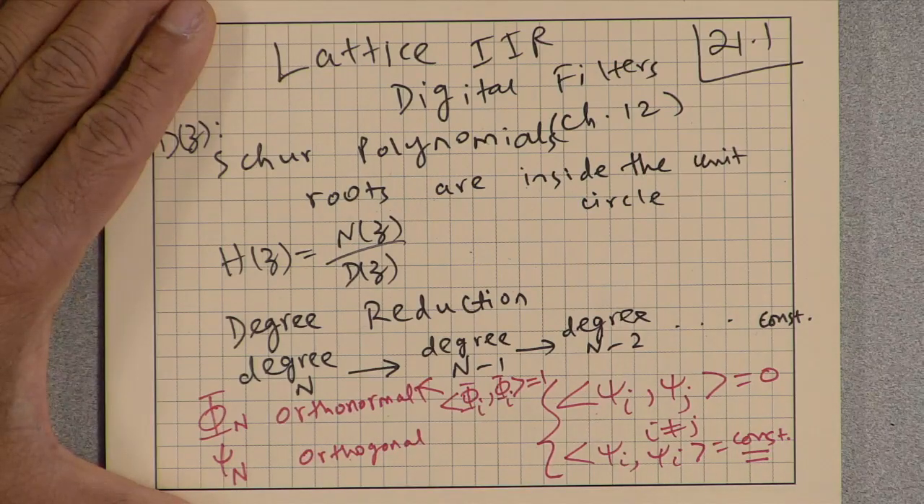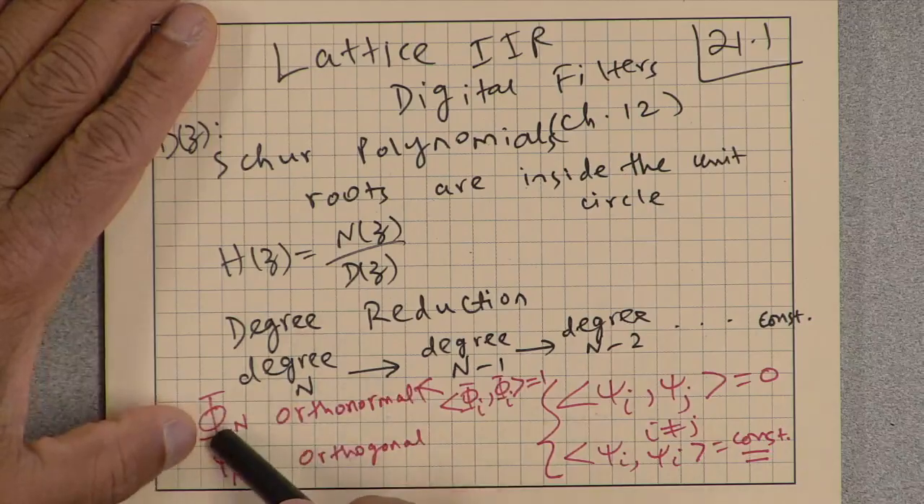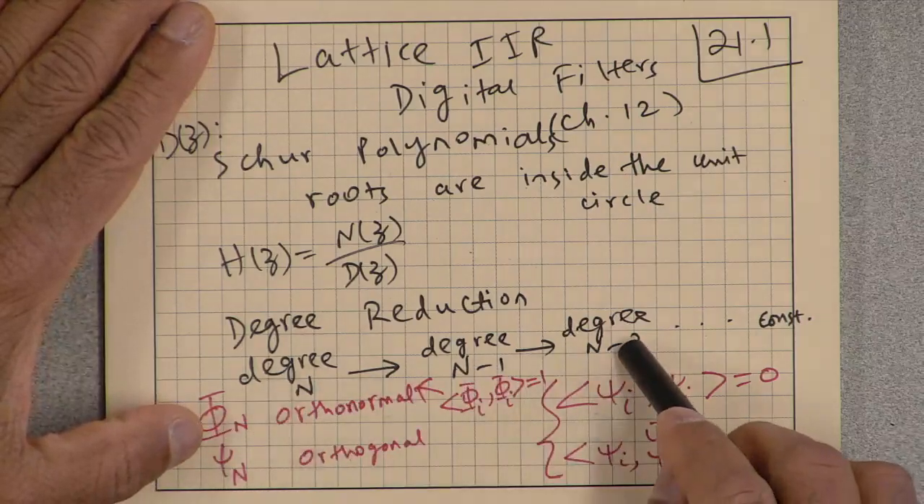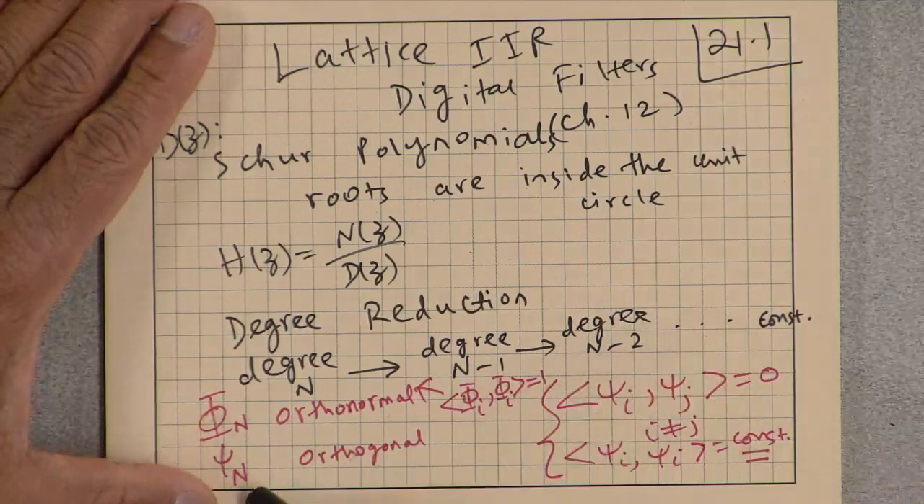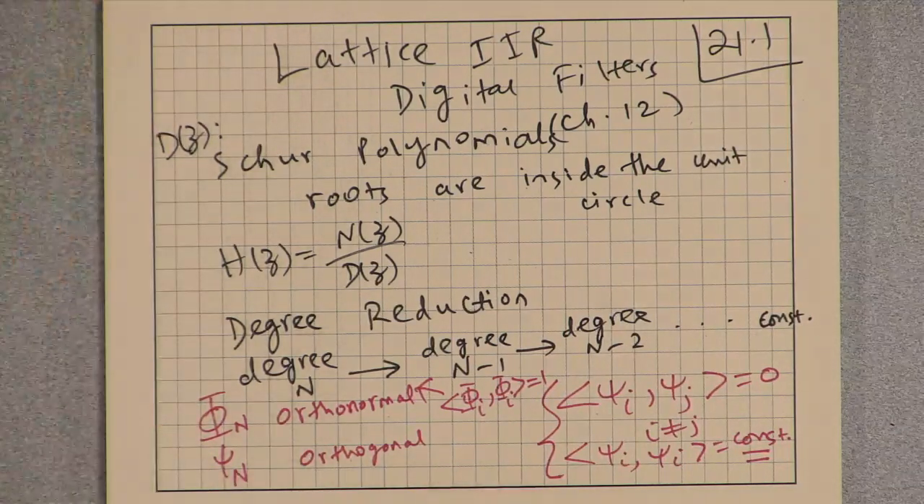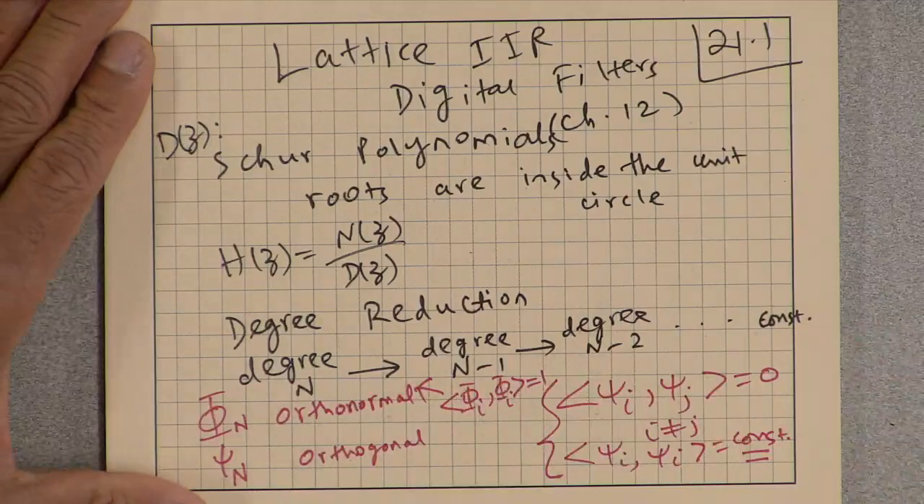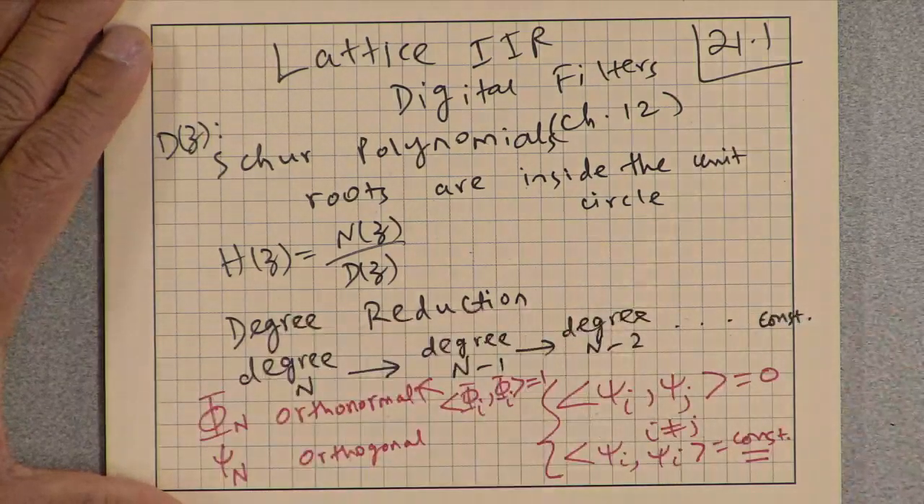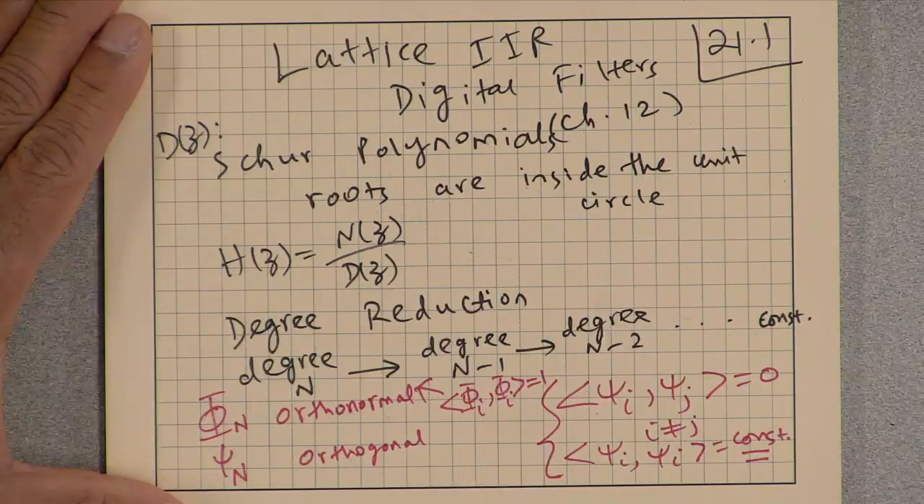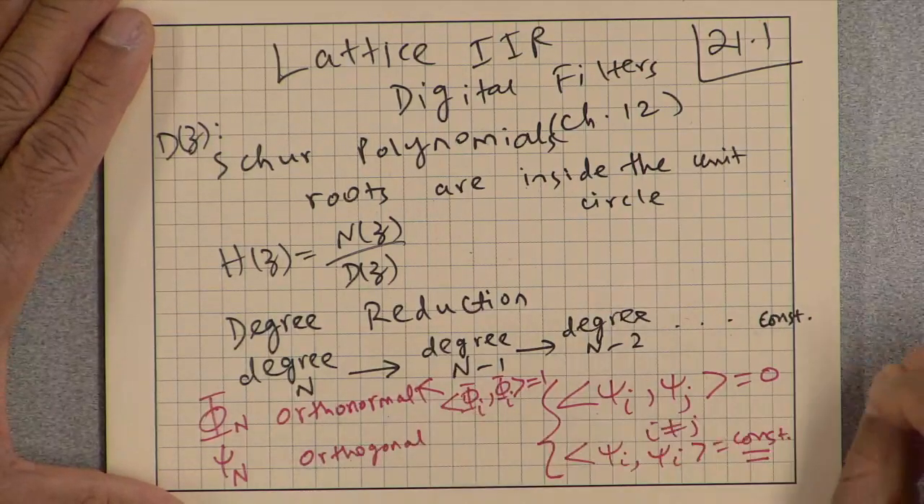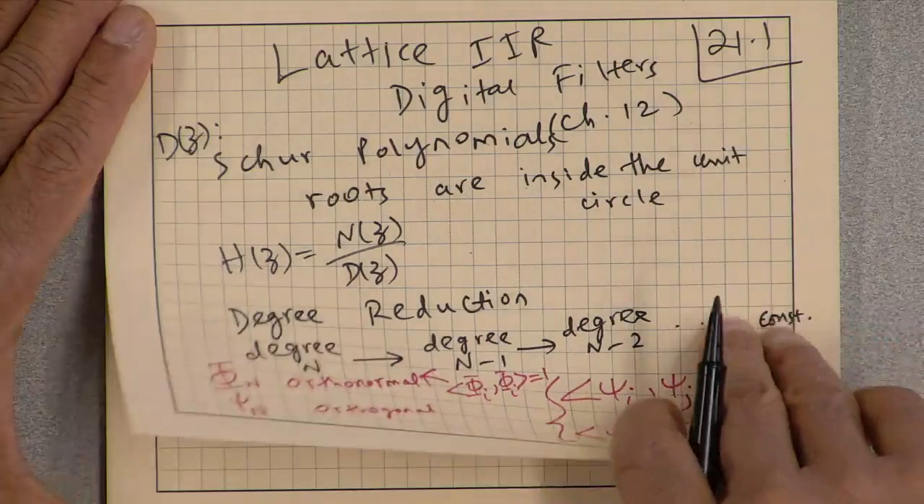So we can derive different kinds of lattice filters depending on the degree reduction process that we follow. In one process, we start with phi n and reduce to phi n minus 1, phi n minus 2, and so on. In the other degree reduction process, we can start with psi n and then reduce by 1 to psi n minus 1, minus 2, etc. So that's one aspect that we need to understand. The whole lecture is about reducing the degree and deriving the structures for lattice IIR.